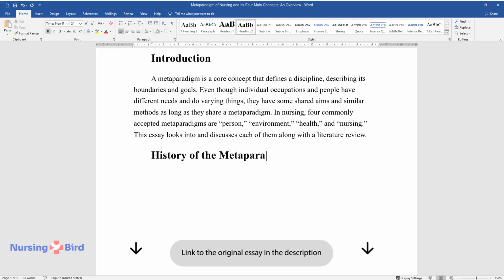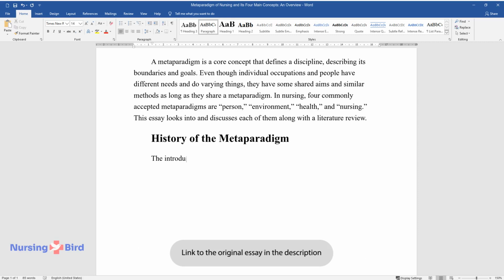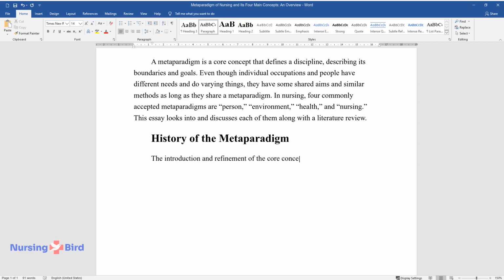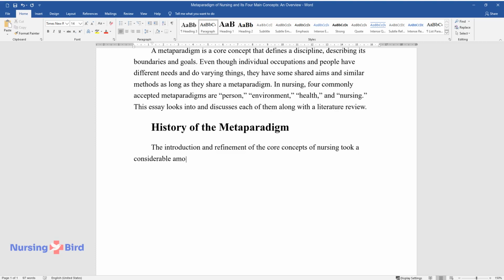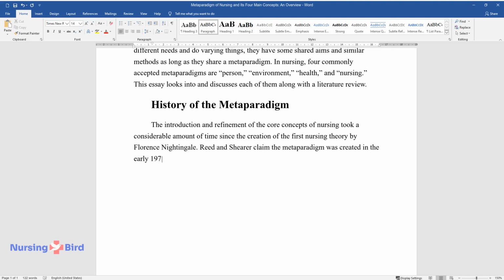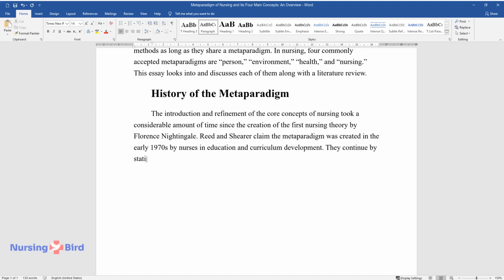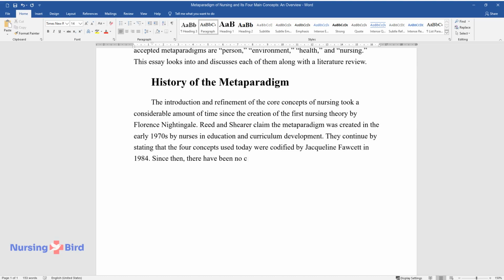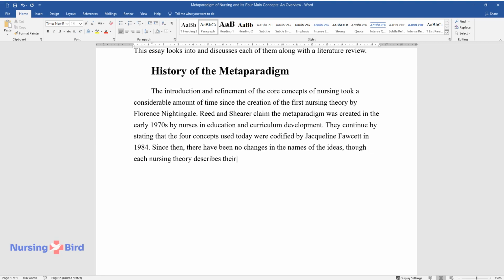History of the metaparadigm. The introduction and refinement of the core concepts of nursing took a considerable amount of time since the creation of the first nursing theory by Florence Nightingale. Reed and Shearer claim the metaparadigm was created in the early 1970s by nurses in education and curriculum development. They continue by stating that the four concepts used today were codified by Jacqueline Fawcett in 1984. Since then, there have been no changes in the names of the ideas, though each nursing theory describes their meanings differently.